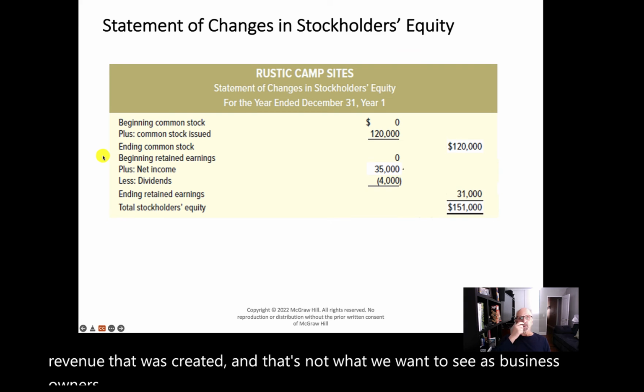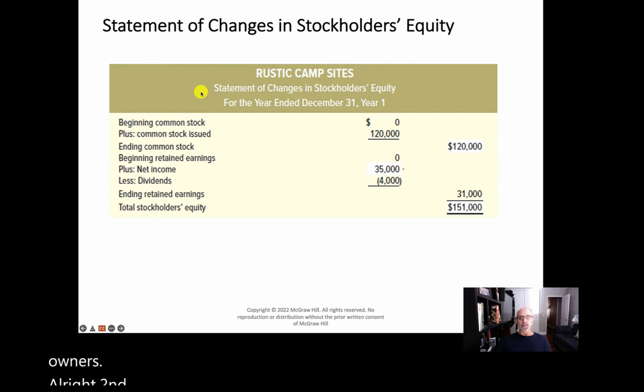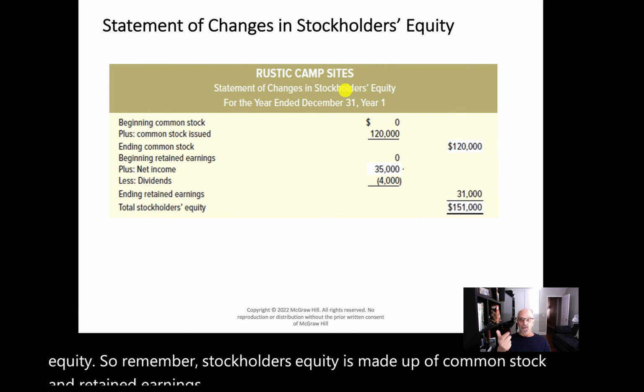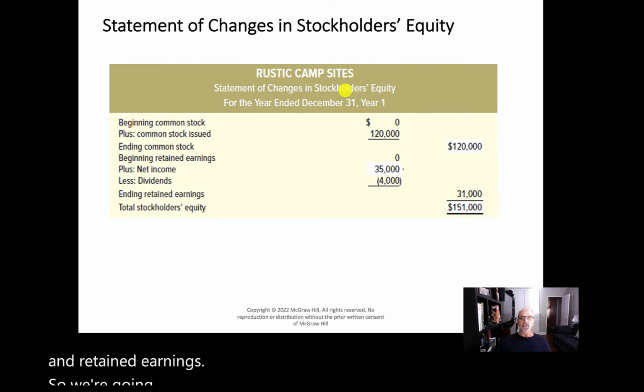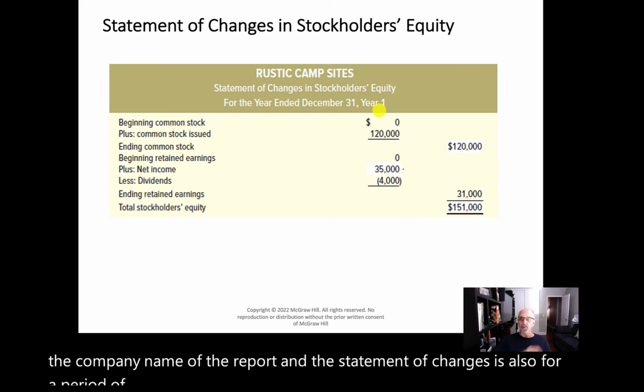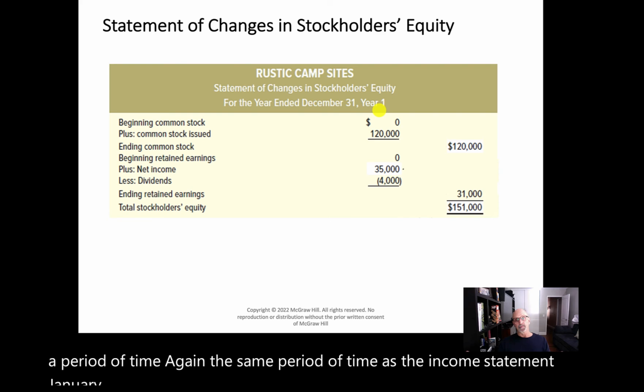All right, second report is called the Statement of Changes in Stockholders' Equity. So remember, stockholders' equity is made up of common stock and retained earnings. So we're going to be looking at each piece separately. First off, again, name of the company, name of the report, and the statement of changes is also for a period of time. Again, the same period of time as the income statement, January through December.